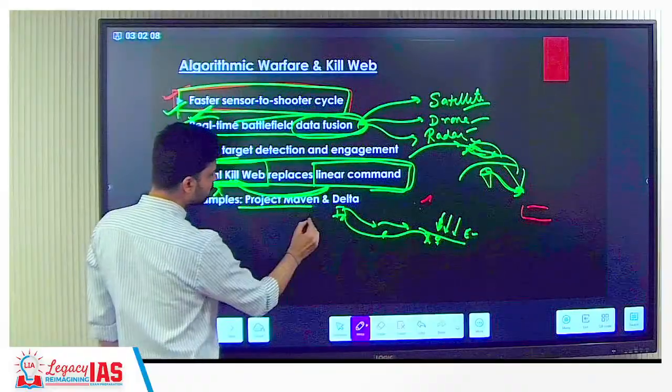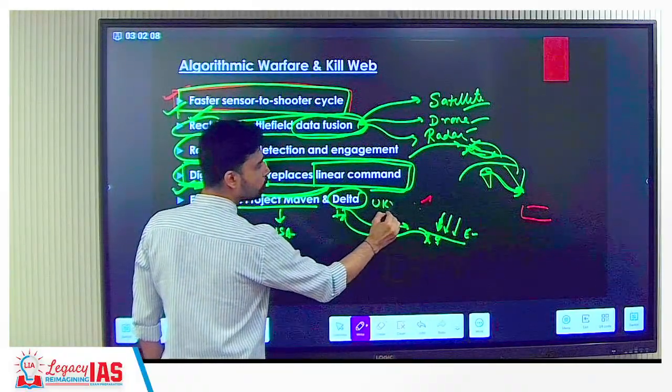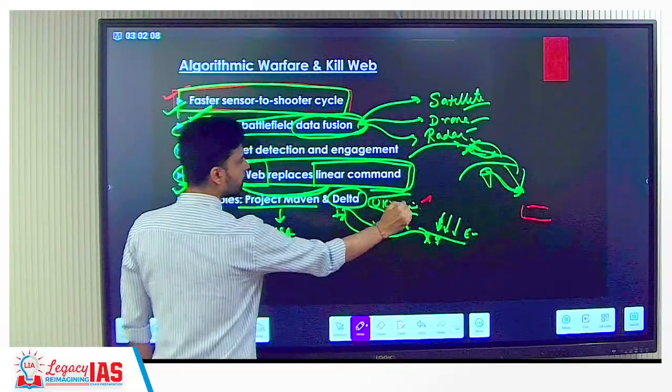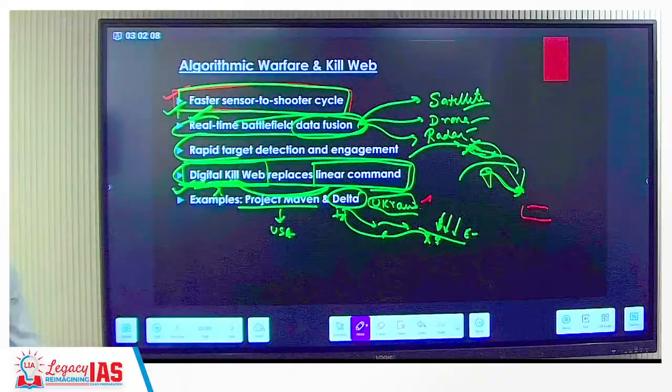Project Maven, this is from the USA, is a similar project. And Delta, this is from Ukraine. Two such projects have been seen recently that operate on the basis of the digital kill web: Maven and Delta.